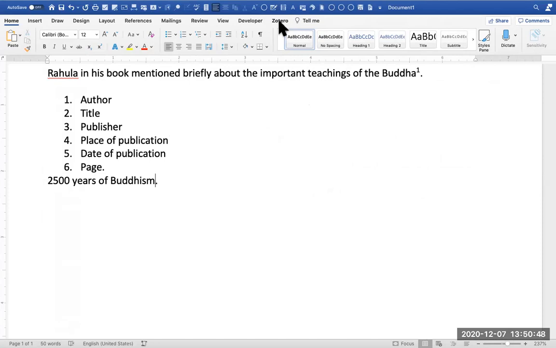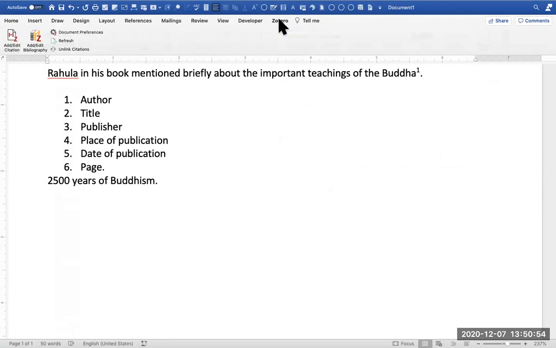Zotero. Okay, hopefully in your Word document, you don't have it because you have not installed it, but I can go to Zotero. And here I can add a citation and a bibliography. And I recommend you try to install it. It will really save so much of your time, and you'll become a really good academic if you do that. And so I here add a citation. Okay, add citation, maybe it takes a little bit of time.